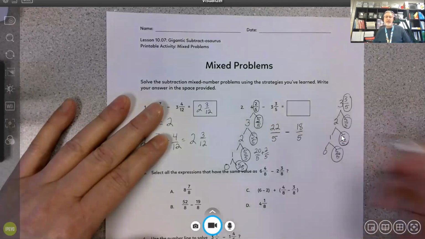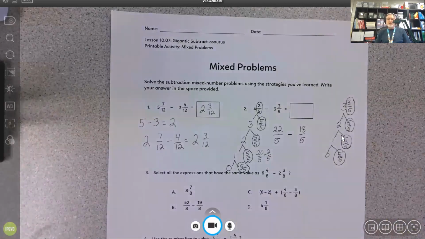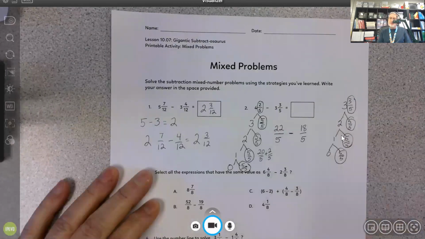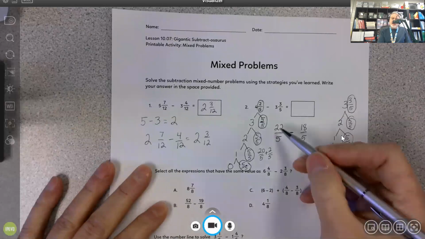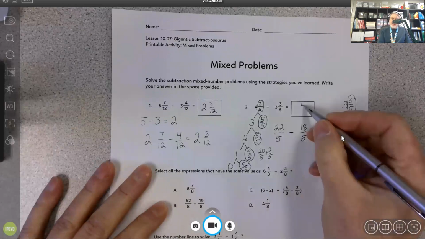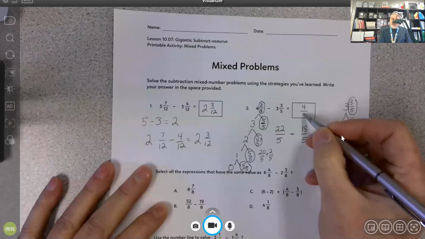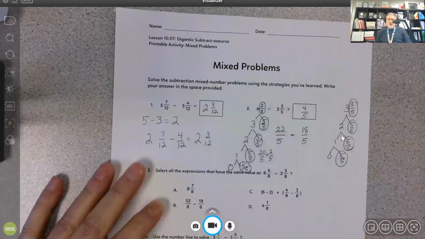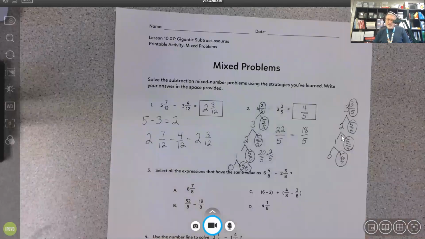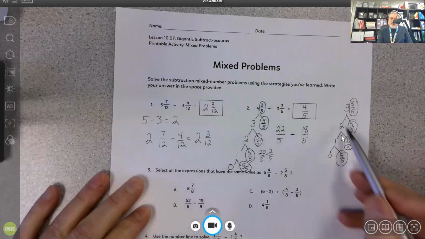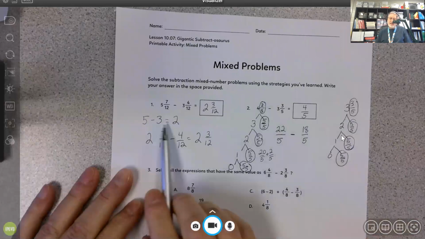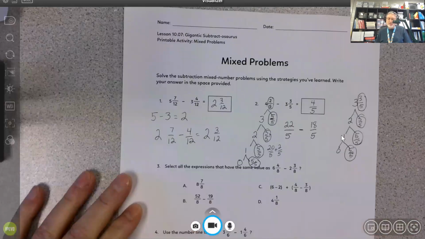Well, I'm subtracting. So now I have 22/5 minus 18/5. Can I take 18 from 22? You sure can. So 22 minus 18 would be 4. And again, my denominator stays the same. So in this case, my answer would be 4/5. So this is using another different strategy than what we did by just subtracting our whole numbers.